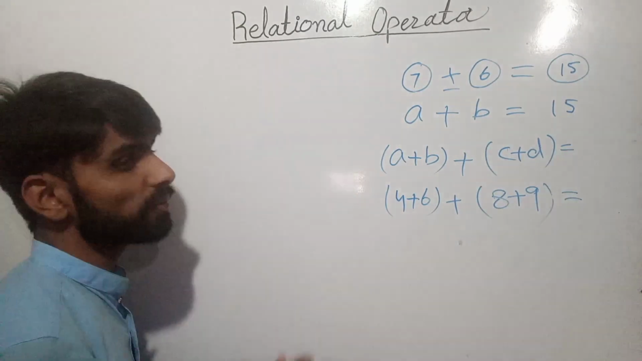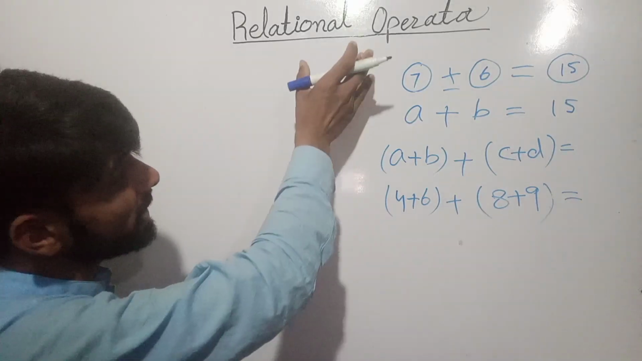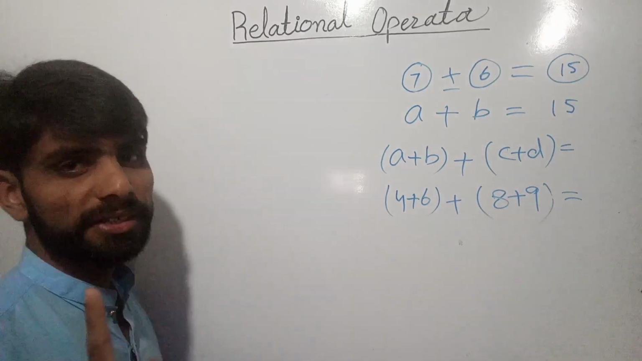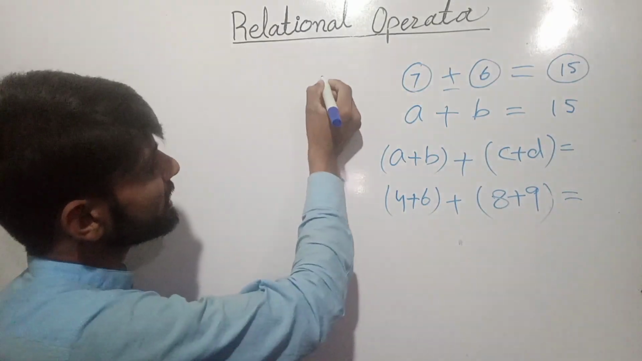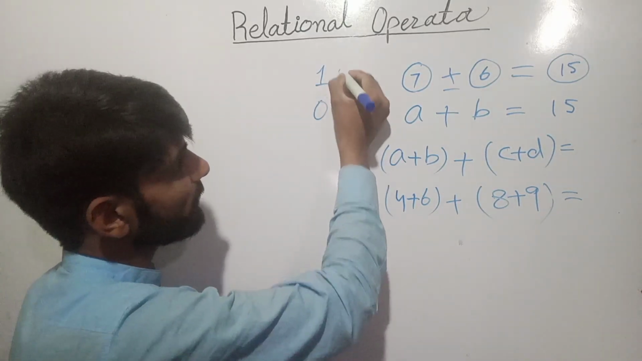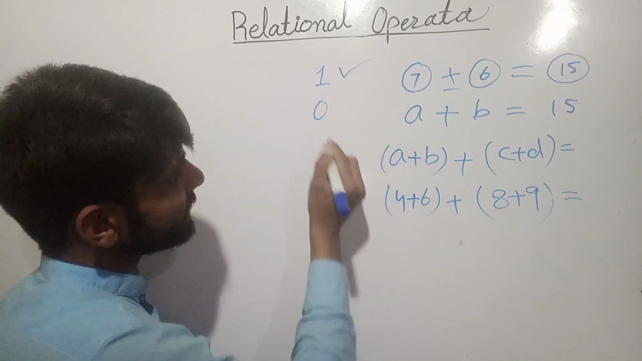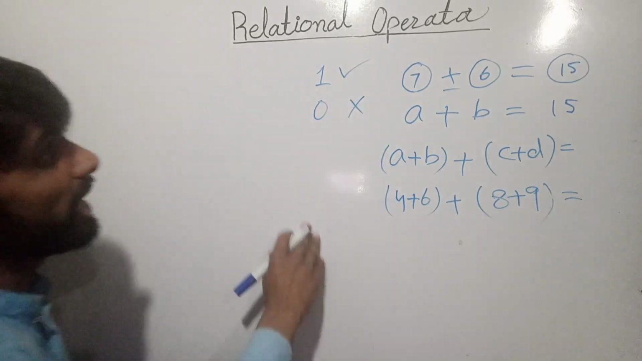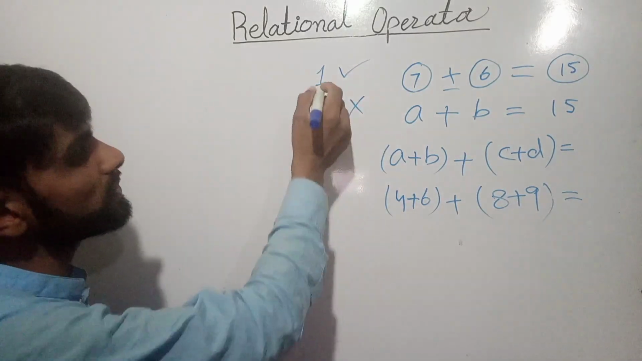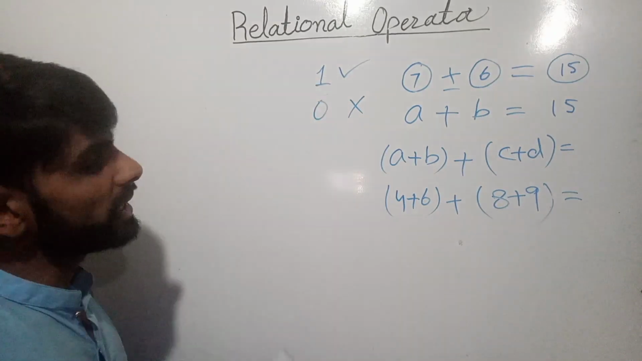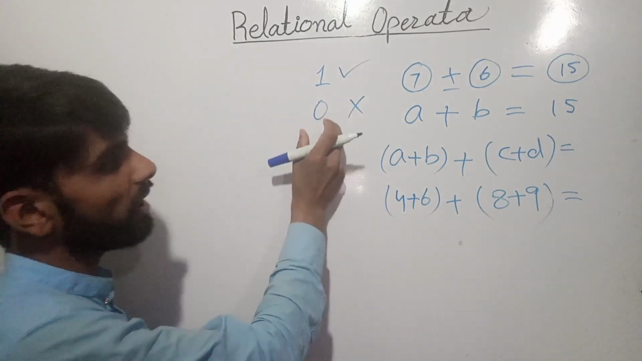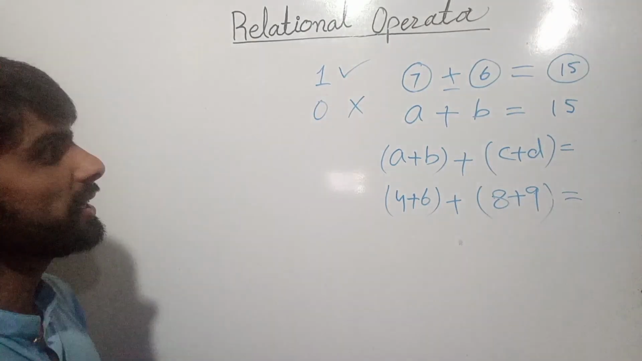So relational operators also work like that. A relational operator is also used between two operands and gives a single result. But that single result may be only 1 or 0. 1 means true, and 0 means false. In relational operators we always get only two possible outputs. If the condition is right, then we will get 1, and if the condition is wrong, then we will get the output 0. So let's understand with an example.